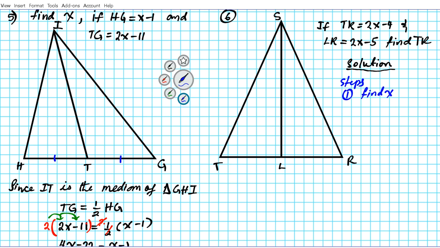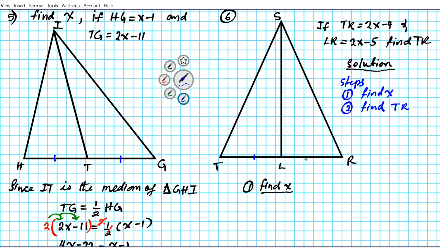And then for step 2, use it to find TR. Since you notice TR is dependent on x. So part 1, let's do part 1. Well, let's find x. So what statement can we write involving this median right here, SL, and this side TR and LR?